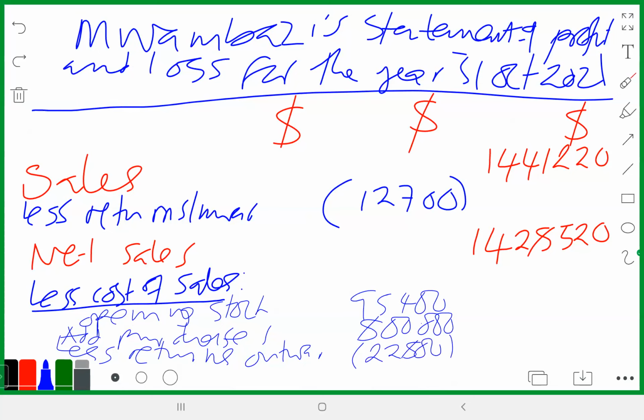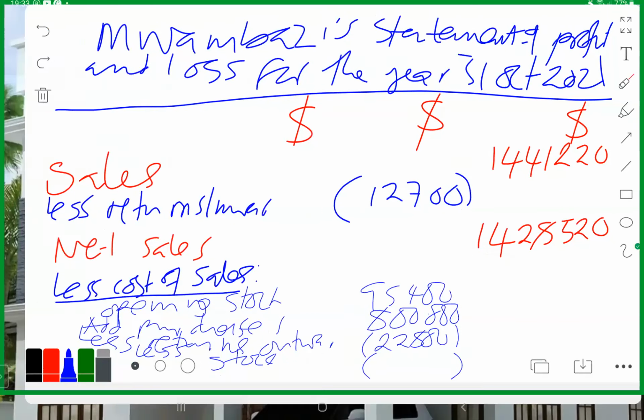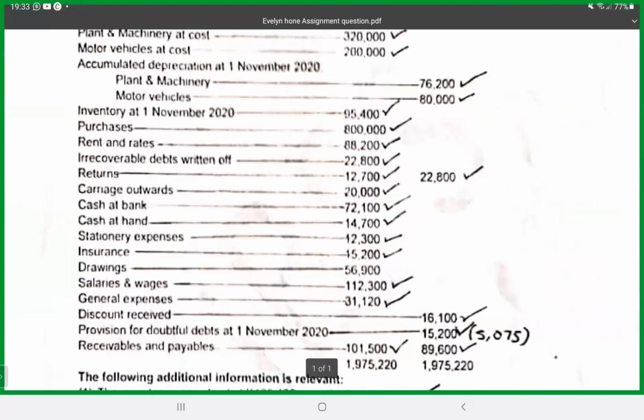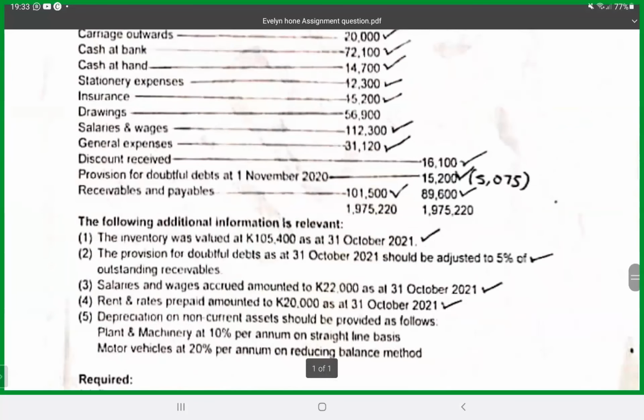So what do we remain with? We can add everything. From here, what do we do? We less the closing stock, isn't it? We less the closing stock. You know, my board is not enough space. Closing stock. Let's less the closing stock. That's all. What is the closing stock?